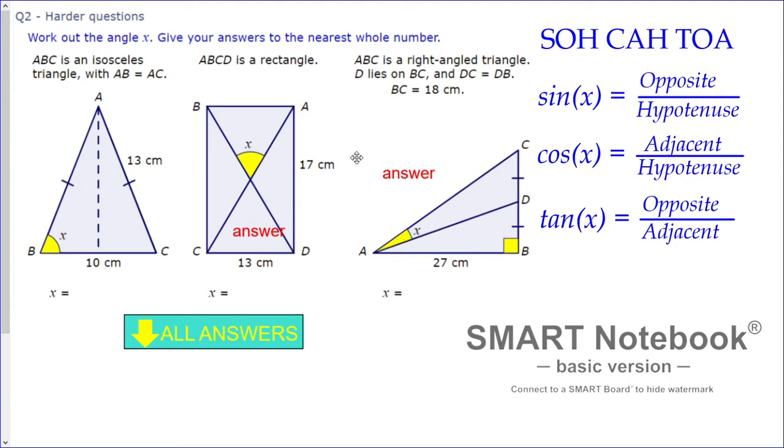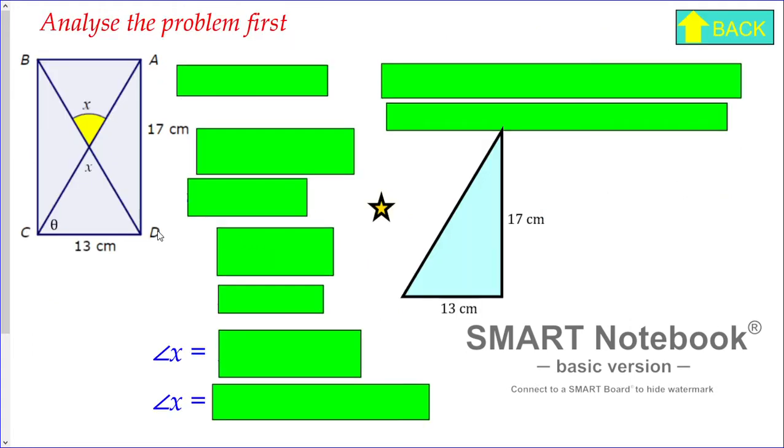So we're going to look at the second two. All of these are involving angles, so we're going to use SOHCAHTOA. We have right angled triangles. Let's look at the first one. So it's asking you to work out x. Now, you have to analyze the problem first.